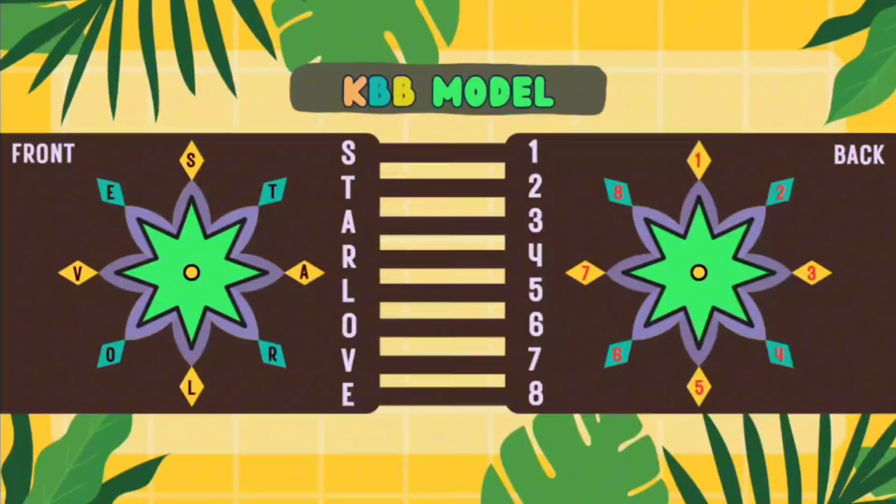As you can see, this is the front and the back of my model. In front, I used the letters S, T, A, R, L, O, V, E. And at the back of my geometric model, I used numbers which are 1, 2, 3, 4, 5, 6, 7, and 8.